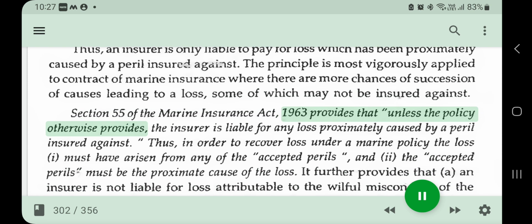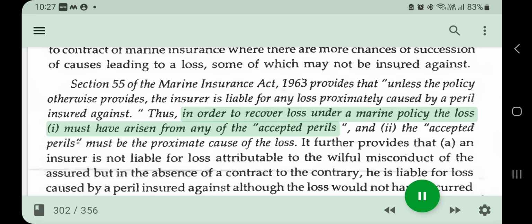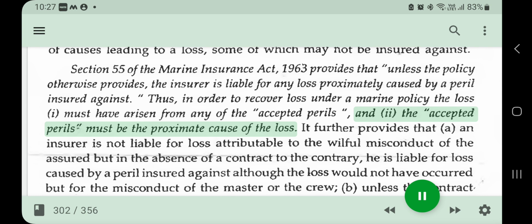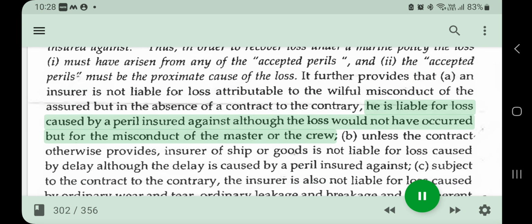Section 55 of the Marine Insurance Act, 1963 provides that, unless the policy otherwise provides, the insurer is liable for any loss proximately caused by a peril insured against. Thus, in order to recover loss under a marine policy, the loss (A) must have arisen from any of the accepted perils, and (B) the accepted perils must be the proximate cause of the loss. It further provides that an insurer is not liable for loss attributable to the willful misconduct of the assured, but in the absence of a contract to the contrary, he is liable for loss caused by a peril insured against, although the loss would not have occurred but for the misconduct of the master or the crew.